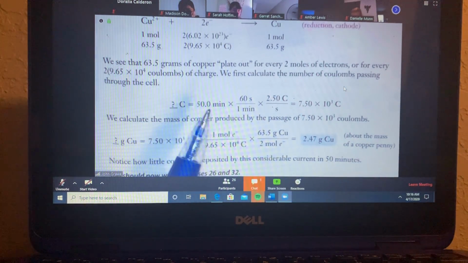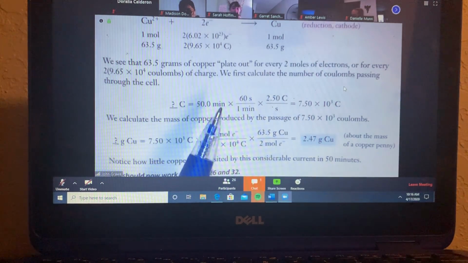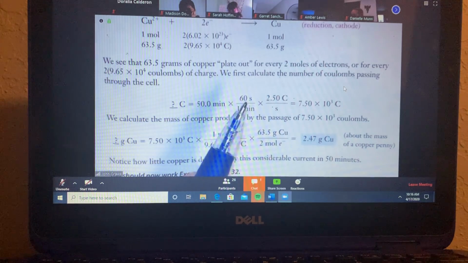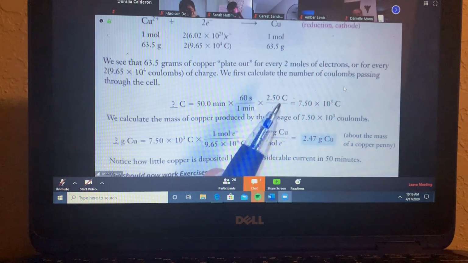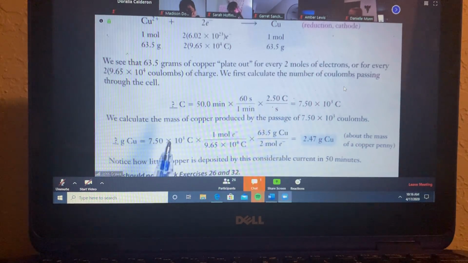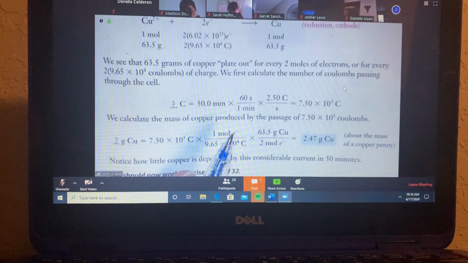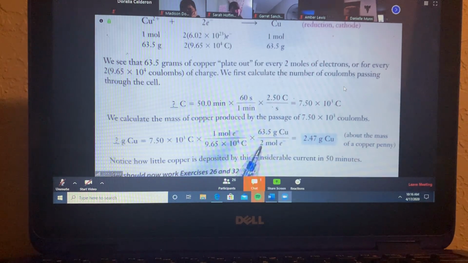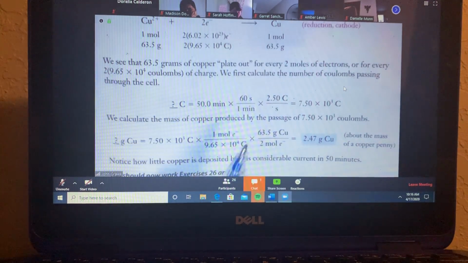All we have to do is get coulombs. We just convert minutes into seconds, and then we drop in amps. Then we take the coulombs. We use the identity to get rid of coulombs into moles of electrons. We look at the equation. We use the number of electrons it needs, and then we put in the atomic weight of whatever element we have.